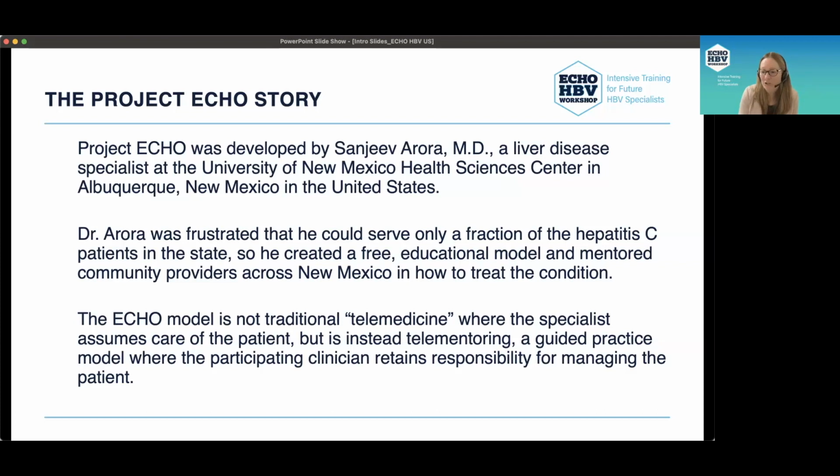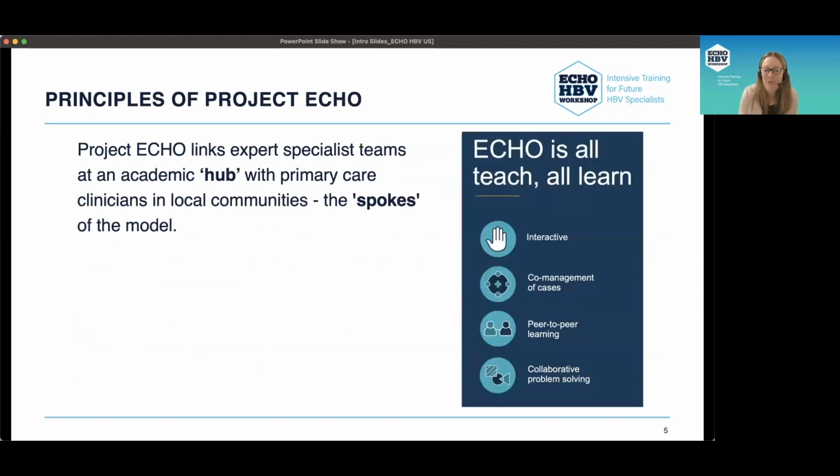So as much knowledge as Dr. Pan has and will share with you, we want to hear from you. We all want to learn in this program together. So the principles of Project ECHO, it's really all teach, all learn. So we want it to be interactive. We would love to see your faces. There will be a co-management of cases, peer-to-peer learning, and collaborative problem solving. You might hear the terms hub and spoke.